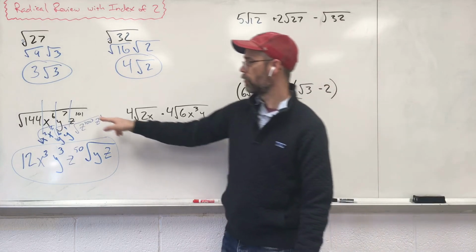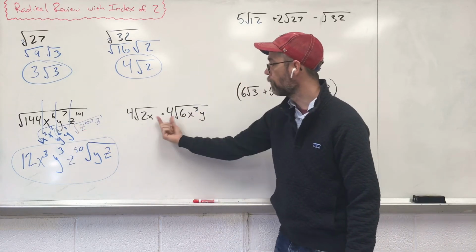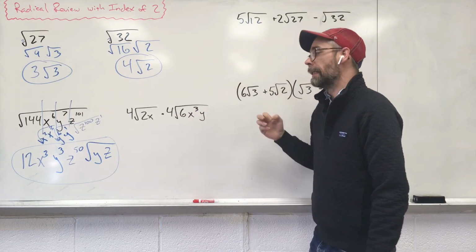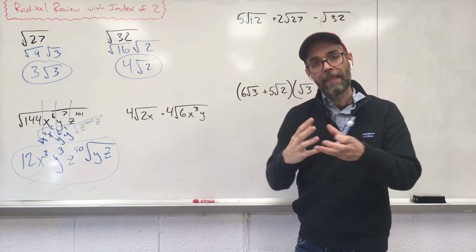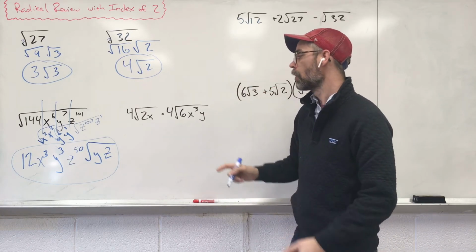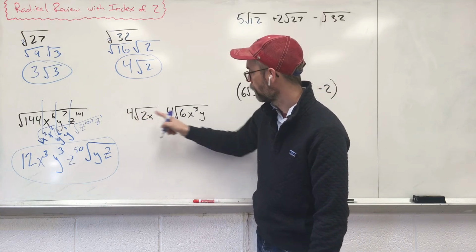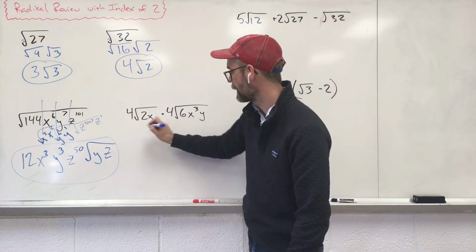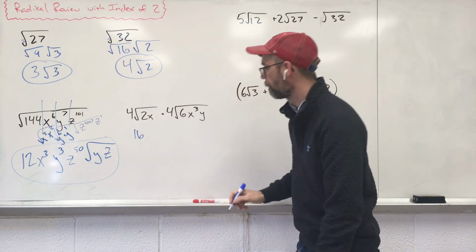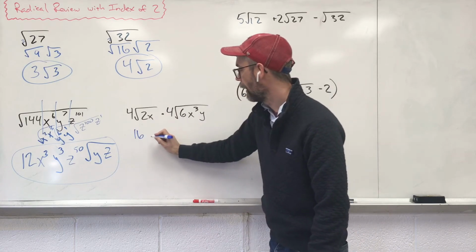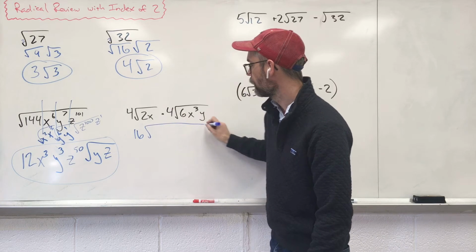What if we have two of these type of problems that are being multiplied together? Well, we need to put them together first, and then we're going to break them apart again. So let's put together like pieces. My outside numbers, I have 4 and 4 giving me a 16. Inside, now everything else is left inside.